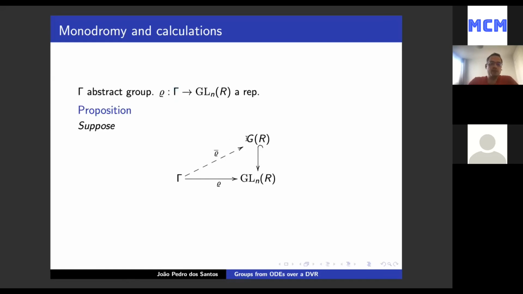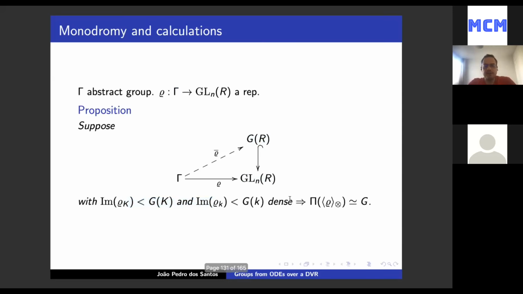If I have a subgroup, in the weak sense a subfunctor G of GL_n over R, and if I know that the image on the generic fiber and on the special fiber is dense for the respective Zariski topologies, then the Galois-Tannaka group is G. Okay, so this is a way to detect whenever a group is the Galois-Tannaka group.